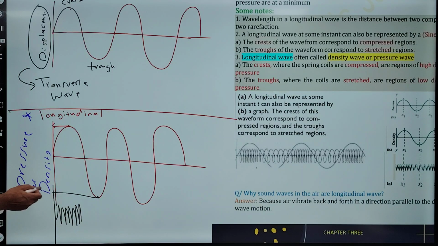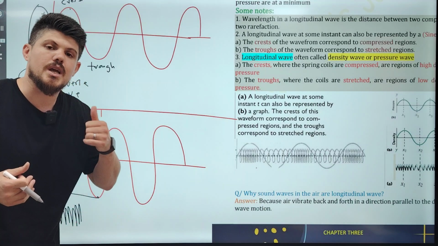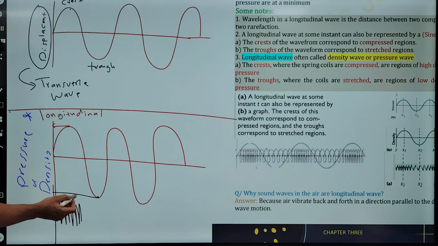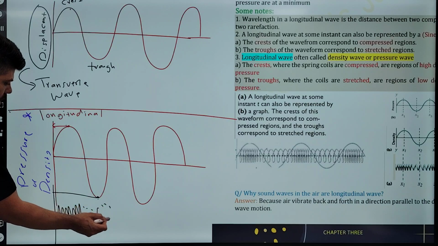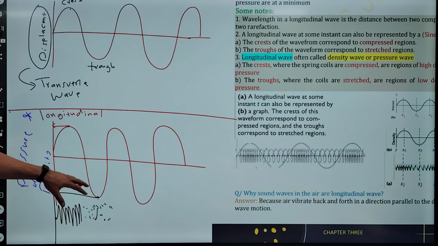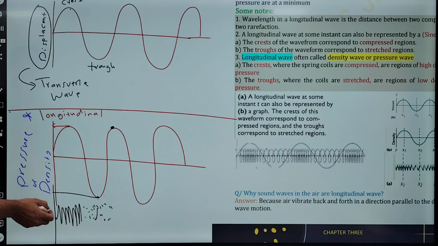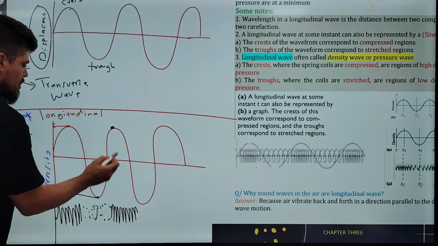So what about this? This is the minimum density or minimum pressure. Minimum pressure and minimum density is a region in a longitudinal wave. So it corresponds to what? Trough or crest? Trough. So the trough corresponds to what? Longitudinal. Less density and less pressure corresponds to the trough of the transverse wave in a sine wave. Okay, and also we have one more crest here. So again we have compression.